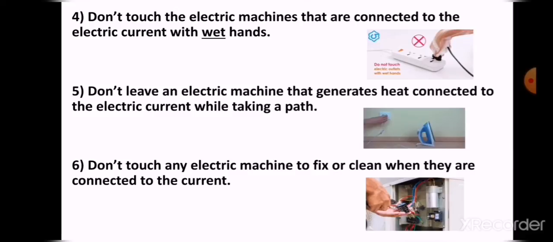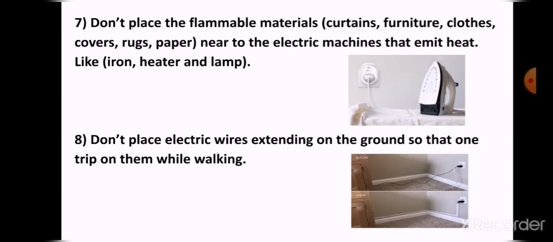Number six, don't touch any electric machine to fix it or clean it when it is connected to the electric current. You have to disconnect the machine to fix or clean it. So don't touch any electric machines to fix or clean them when they are connected to the electric current, to avoid the electric shock.